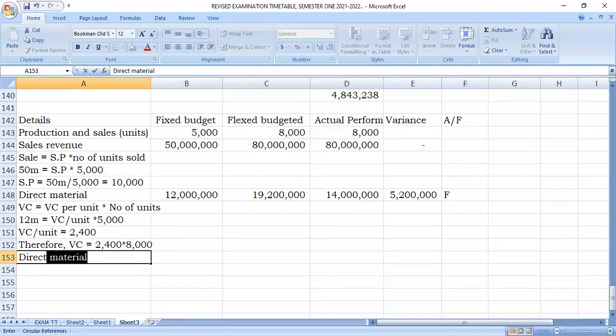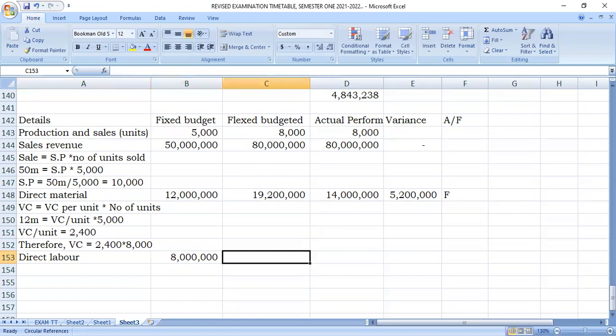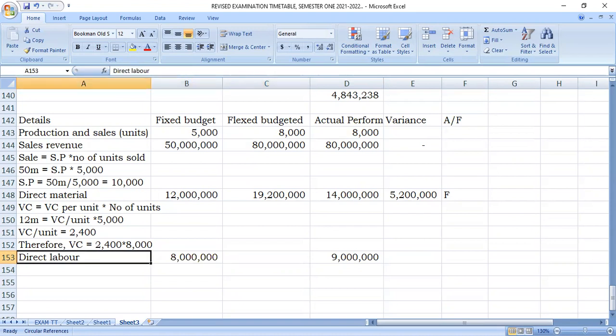Direct labor. Okay, 8,000 under fixed. Sorry, 8 million, and then 9 under actual. Okay, the flex has to come in because, like I said, the 8 is for 5,000 and the 9 is for 8,000. The two are not compatible, or we can't compare them. So they have said direct labor is variable. So if it's variable, you do the same thing you've done for direct material, if you understood.